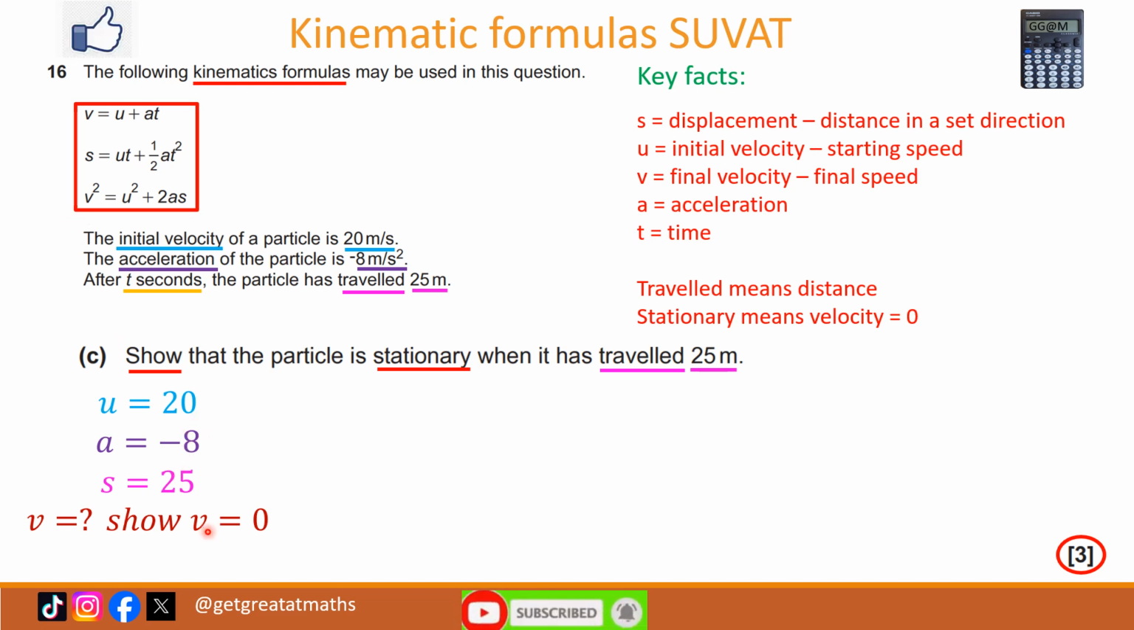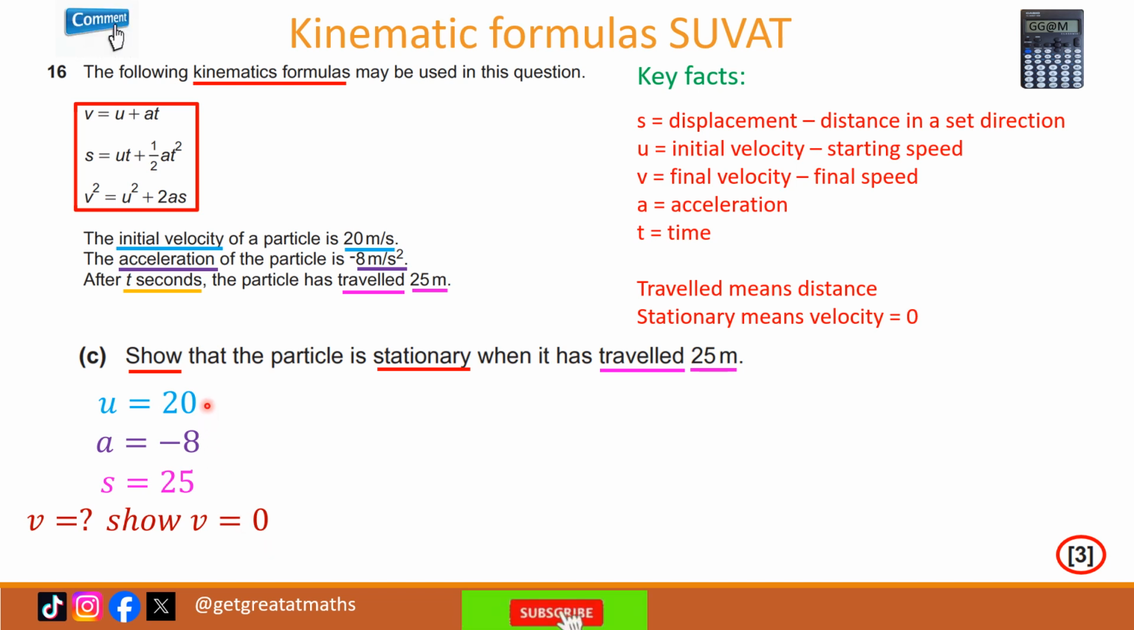Substitute these values in and then show that V is equal to 0. Press pause, have a go, and press play when you're ready to hear the answer. Well done, guys. Hopefully you have had a go at choosing these equations.